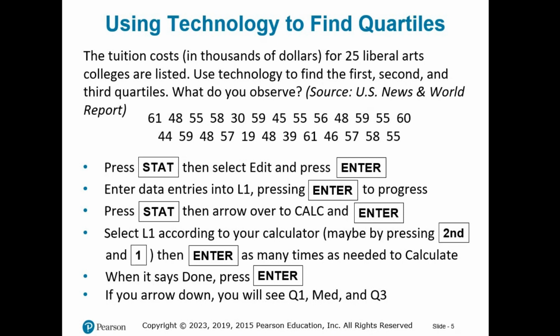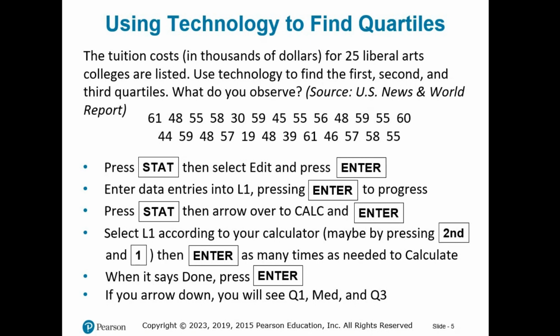When you get a chance, you need to select L1 as the list in which you have data, and that may be different for different calculators. There are different processes to select L1 as your list. You may need to press the second key and 1 to select L1. After you've done that, press Enter as many times as you need to calculate. It will eventually take you back to the main screen and say Done.